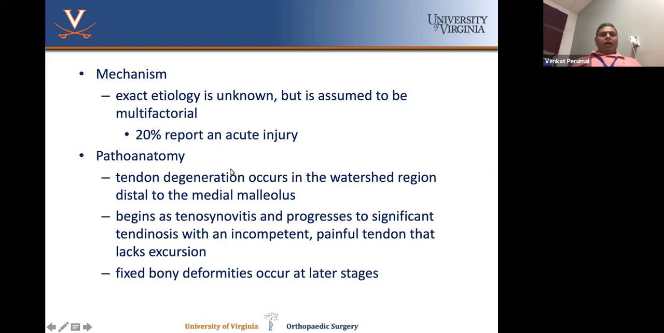What happens is, when the tibialis posterior tendon gets inflamed, it causes tenosynovitis, and then there's a little bit of scarring around the tendon, causing incompetence of this tendon, causing the tendon to lack excursion. The tendon then fails to support the arch, and then the arch fails, and the foot goes into valgus. So that is the main pathoanatomy, how tibialis posterior tendon dysfunction causes flat foot.